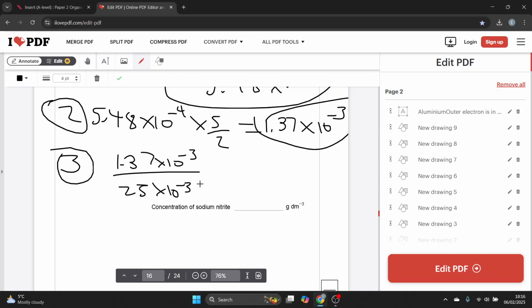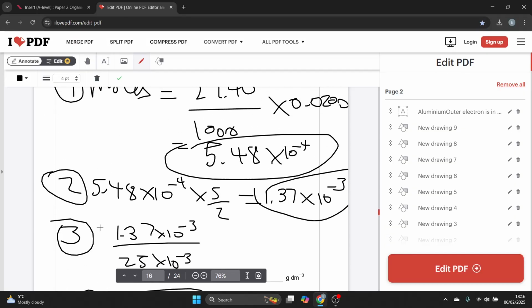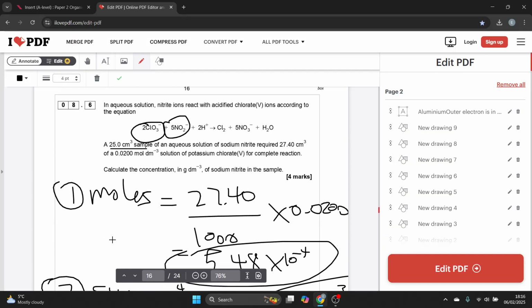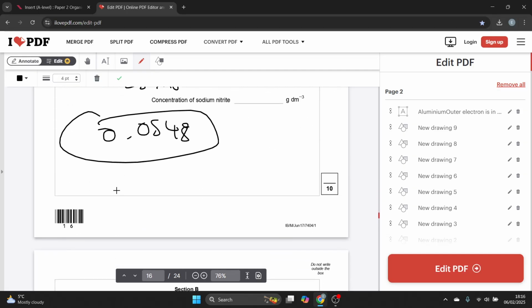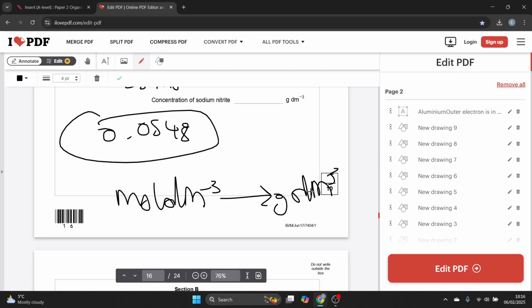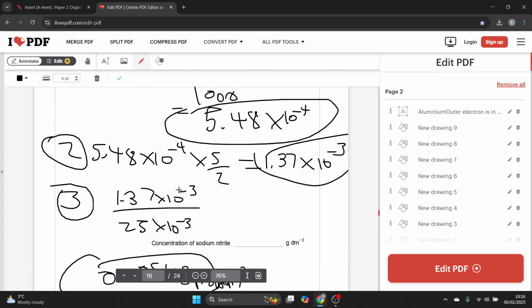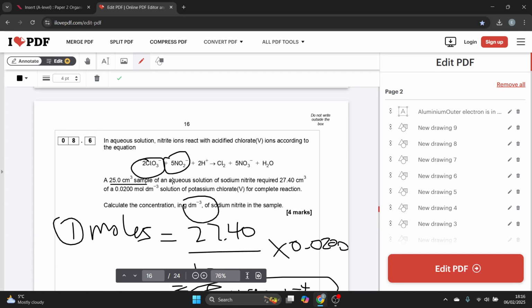Put it in a calculator. I get 0.0548 moles per dm cubed. And now this final part I think is the trickiest, in grams per dm cubed. But how do I go from moles per dm cubed to grams per dm cubed? Because obviously this is concentration in moles per dm cubed. All I have to do is times by the Mr. So I need to times by the Mr of sodium nitrite.